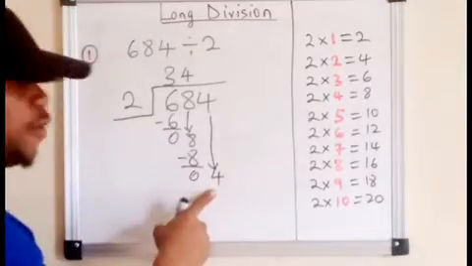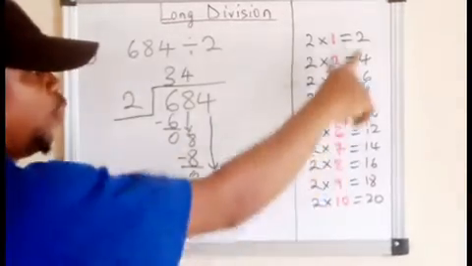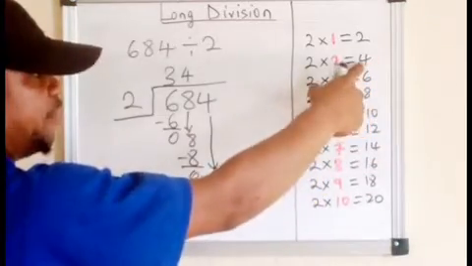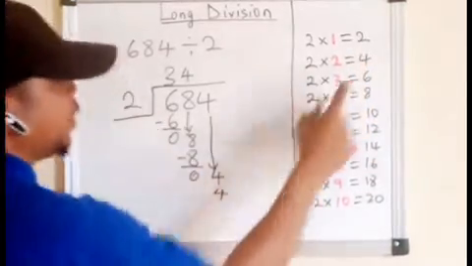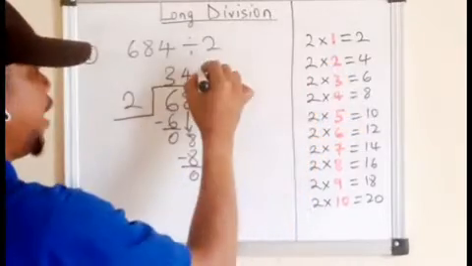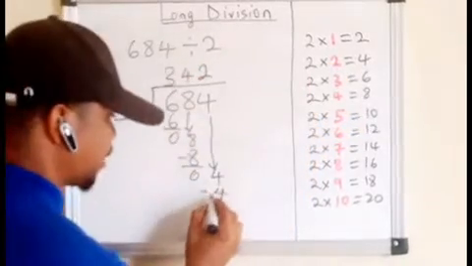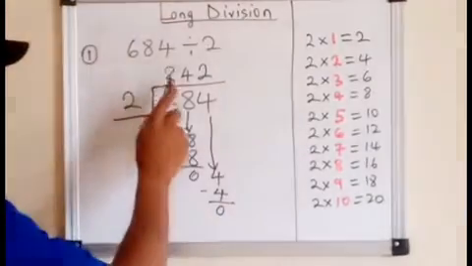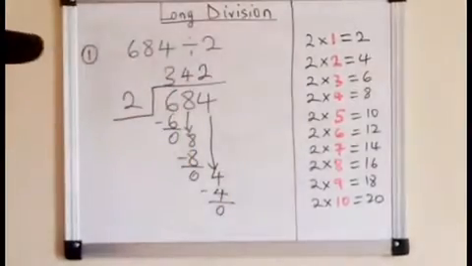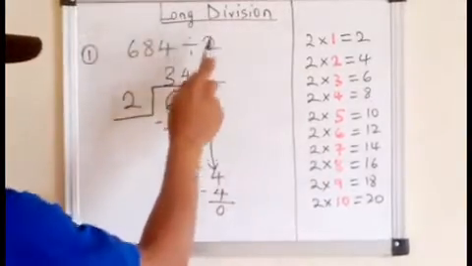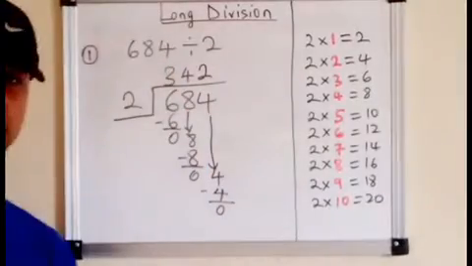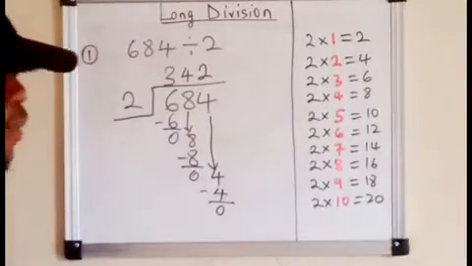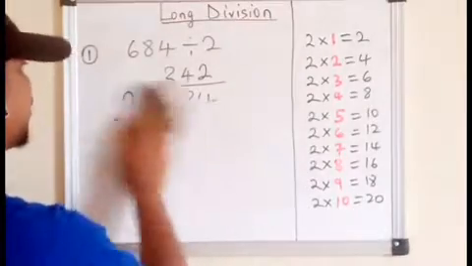Then 2 divide 4. Go to the 2 times table. Look for 4. See 4 here. We pick the 4 and write it here. The middle number there is 2. We write it here. And we subtract. 4 minus 4 is 0. So our answer is 342. Therefore, 684 divided by 2 will give you 342. That's our answer.